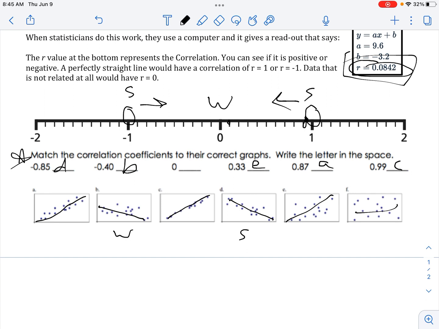And then the last one, this is the one we could hardly tell. We could make 5 million different lines of best fit, and none of them are necessarily the best fit. So that would be a 0, meaning there is literally no way to find any correlation. That's graph F. So I hope that helps you see what you can do on your practice.